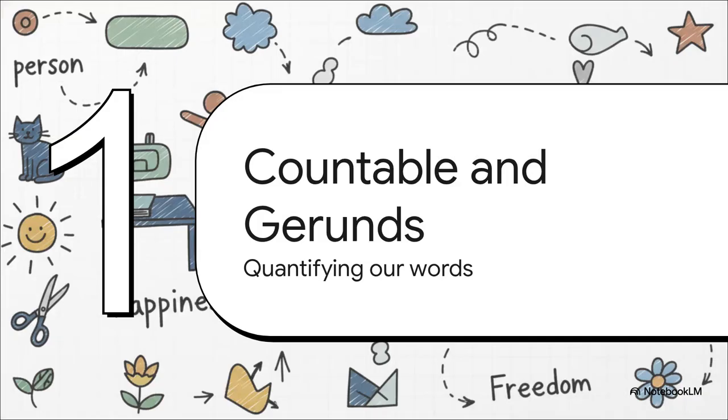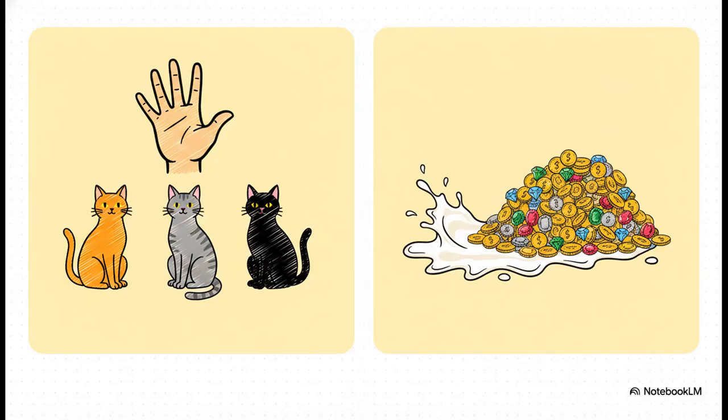Section 3. Countable, uncountable, and gerunds. Quantifying our words. Let's explore how we actually quantify these building blocks. Countable nouns are exactly what they sound like. You can easily pluralize them. 1 cat, 2 cats, 8 cats. You can count them right out on your fingers. Uncountable nouns, sometimes called mass nouns, represent concepts, collections, or physical substances that you just can't isolate and count on their own. You definitely can't say, I have 3 milks, or give me 4 informations. Air, wealth, milk, they exist as a mass.